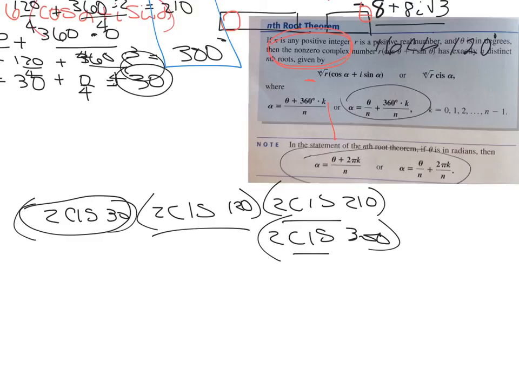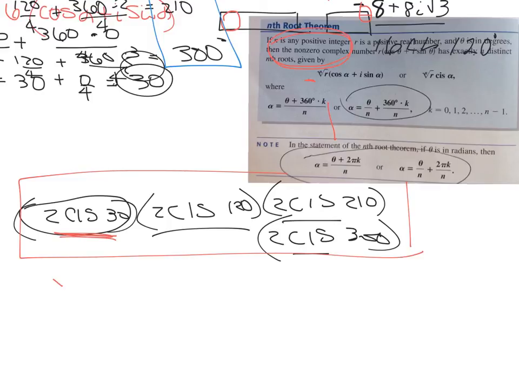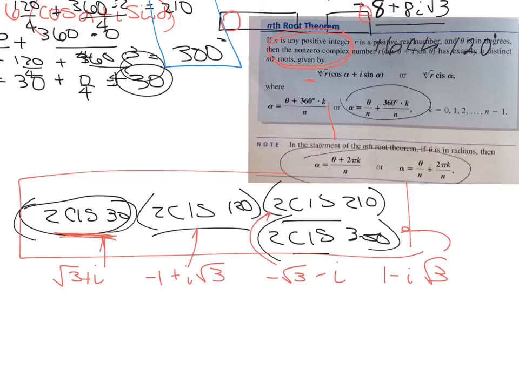So I have to take each one of these right here and change each one to rectangular form. So this one is going to be written as square root of 3 plus i. This one is going to be written as -1 plus i square root of 3. And this next one, negative square root of 3 minus i. And the next one is 1 minus i square root of 3. So that's this one. That's this one. That's this one. And that's this one. Notice when you change them to rectangular form, how much alike they look.